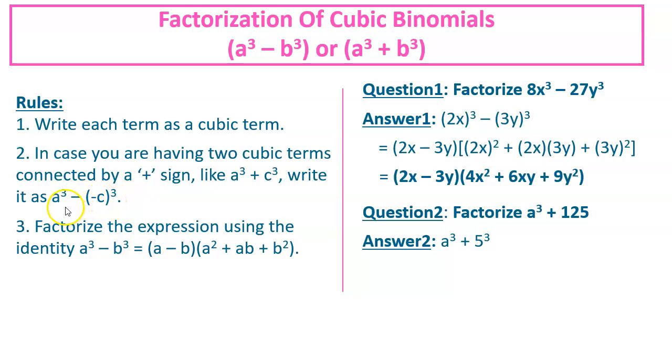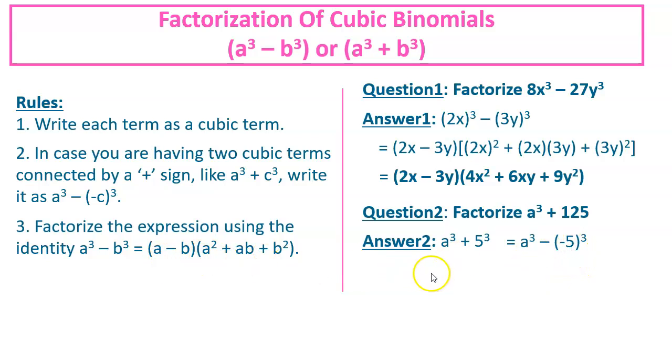So we have to write it in this form, a^3 minus c whole raised to the power of 3. So we will write this as a^3 minus, and instead of positive 5, we will take negative 5, raised to the power of 3. And so now it is a^3 minus b^3, and we have a^3 minus (negative 5)^3. So a is a and b is equal to negative 5.